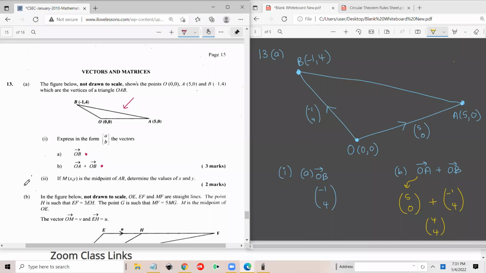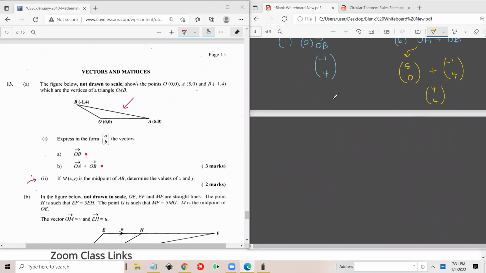All right, before you do part 2, let me just give you a little revision on part 2. Part 2 actually has nothing to do with vectors. Nothing to do, even though it's in the vectors section. Lines and midpoints.